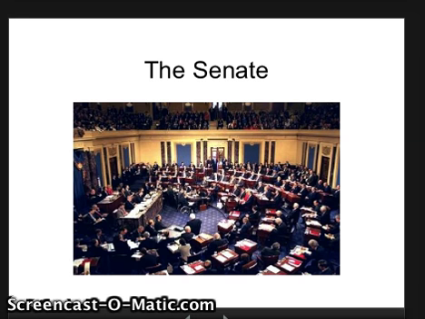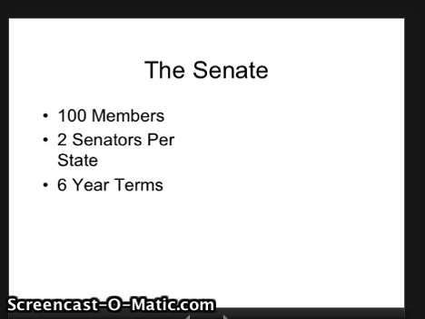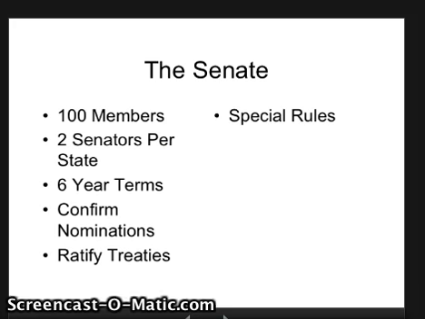All right, now for the Senate. In the Senate, there are 100 members, 2 senators per state, like the New Jersey plan. They serve for 6-year terms, and they have some special relationships with the president. They confirm all presidential nominations, and they ratify treaties, something which the House cannot do. They have special rules, so they don't really need a Rules Committee. That's not important.